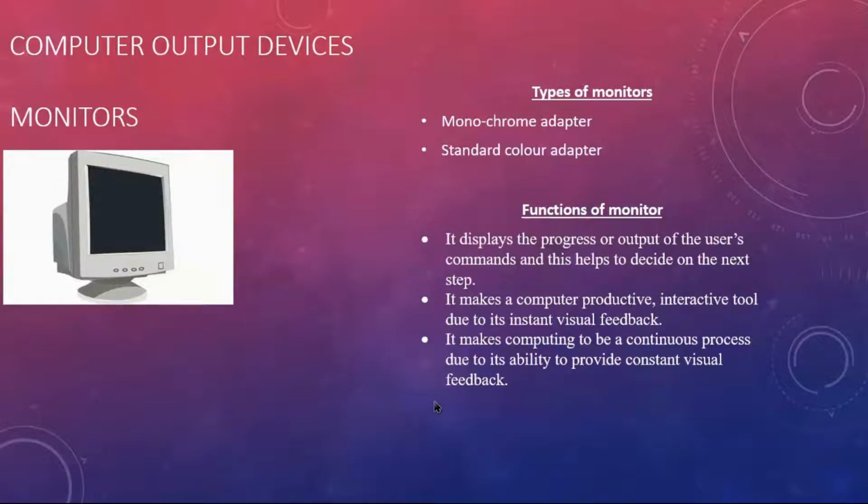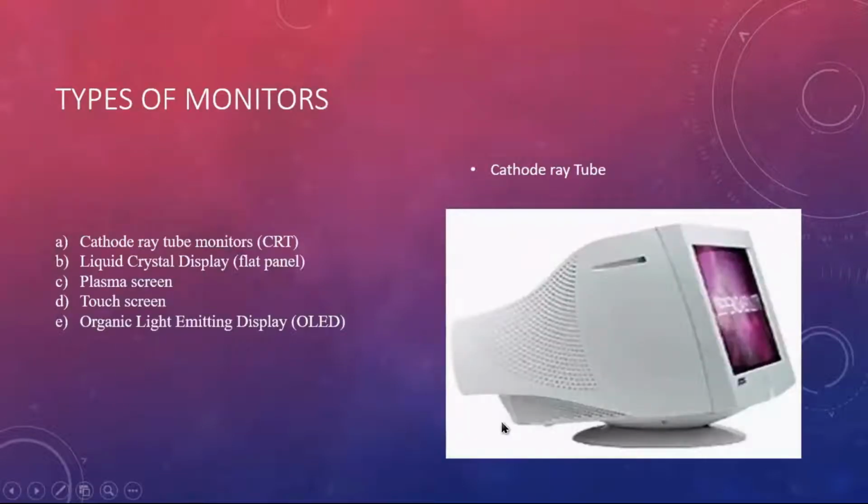Now, the types of monitor. Monitors come in different types. Depending on the type you're using, you will be comfortable or not. The different types are the cathode ray tubes. We shall look at each of these types. We have the liquid crystal display, the plasma screen, the touch screen, and the organic light emitting displays, which we also call OLED.